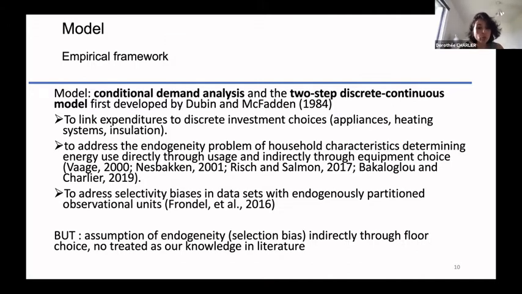So to address this endogeneity problem, I need to find some instruments. I need instruments to model the choice of equipment, and I need an instrument to model the choice of the floor.